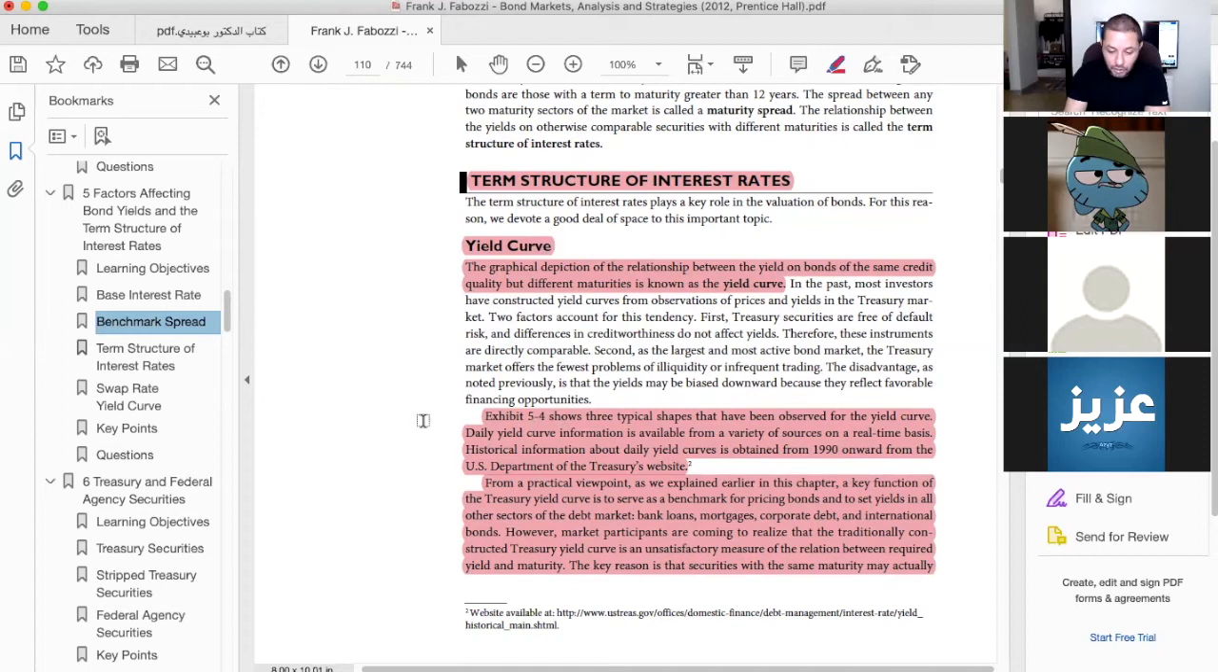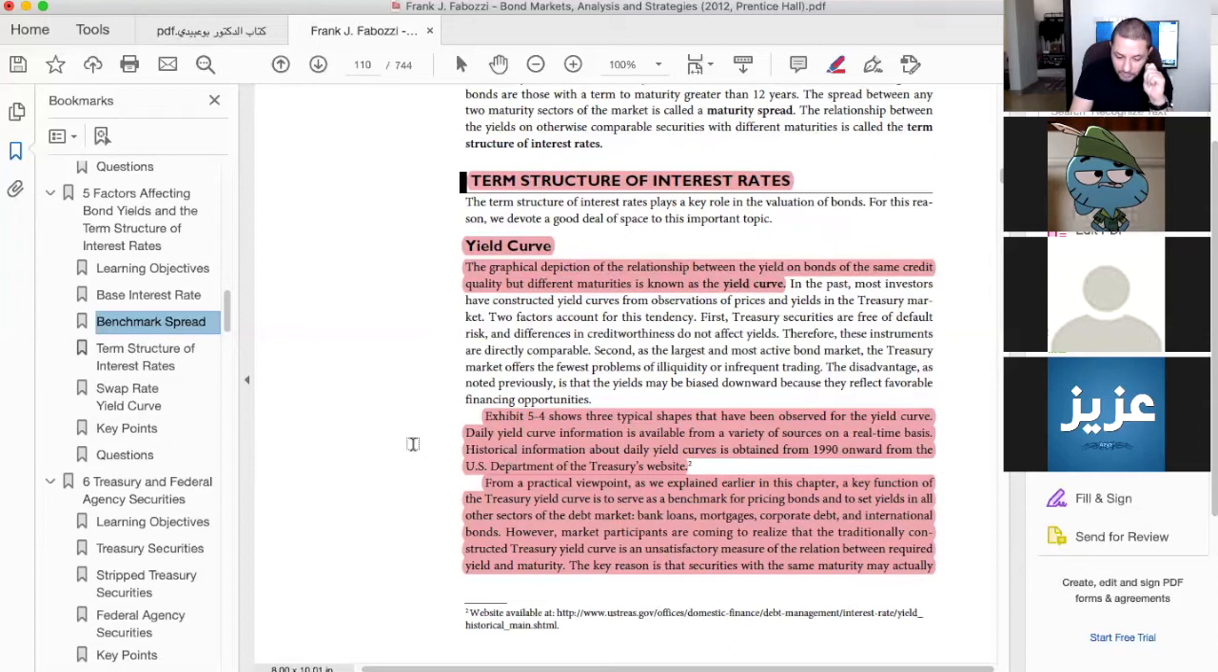So the yield curve can have three types of shape. And we have observed these types of shapes from the US market. So these shapes are based on empirical observations. Daily yield curve information is available from a variety of sources on a real-time basis. Historical information about daily yield curves is obtained from 1990 onward from the US Department of the Treasury website.